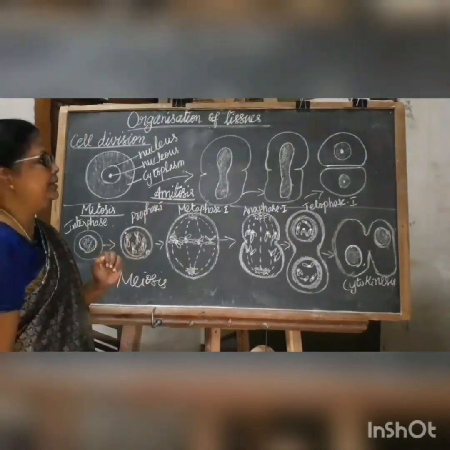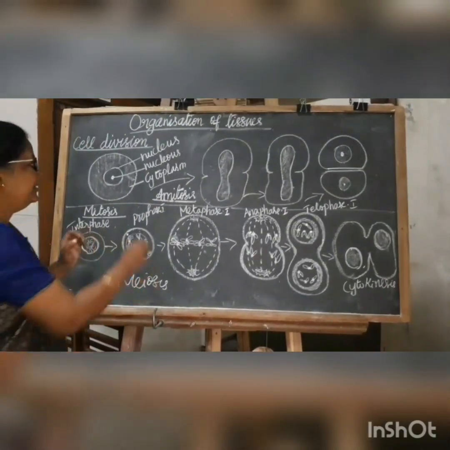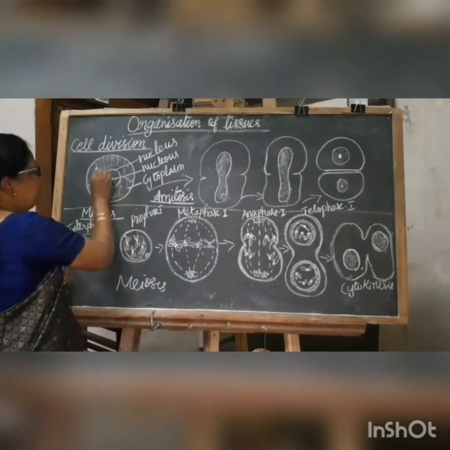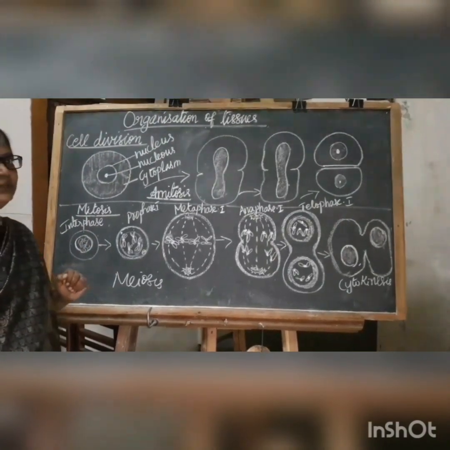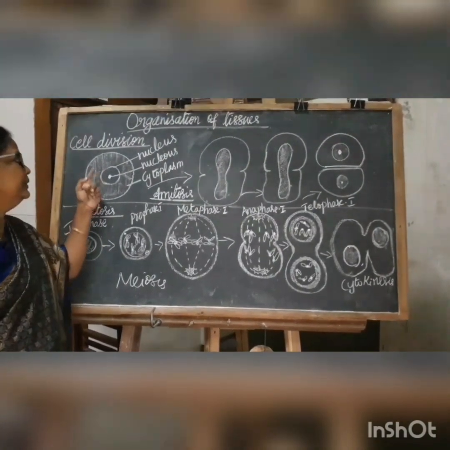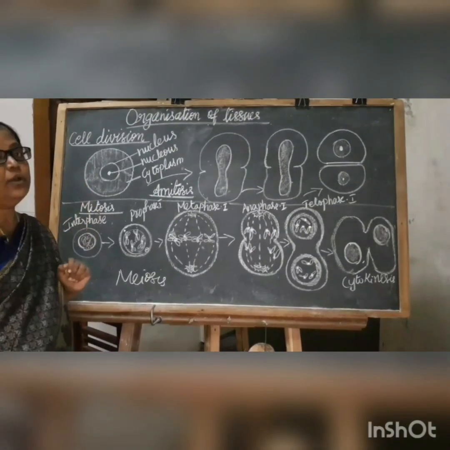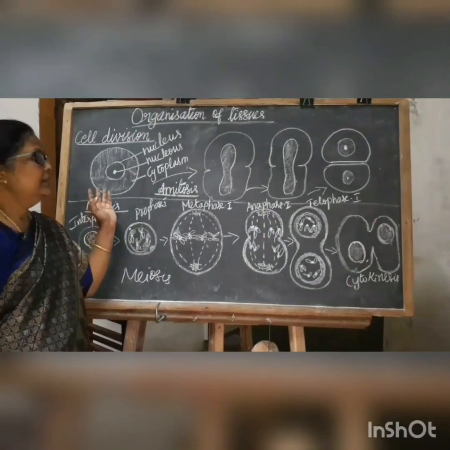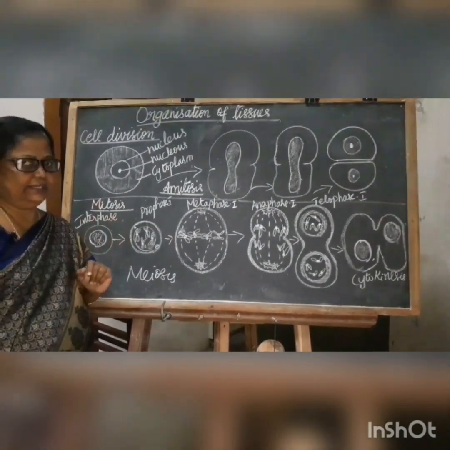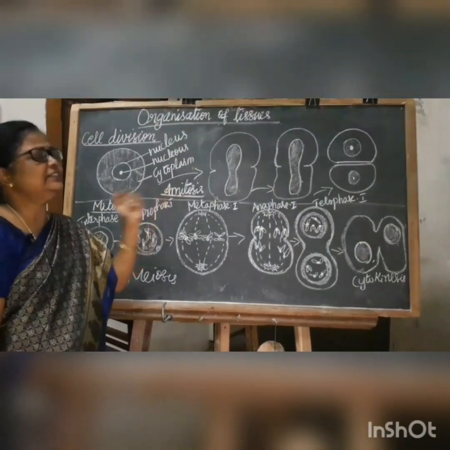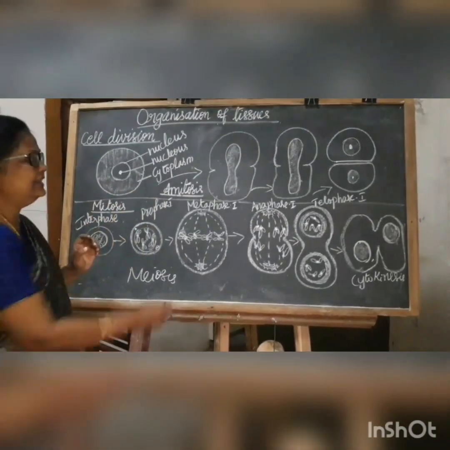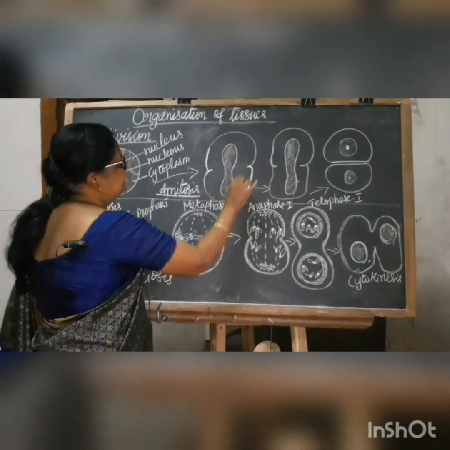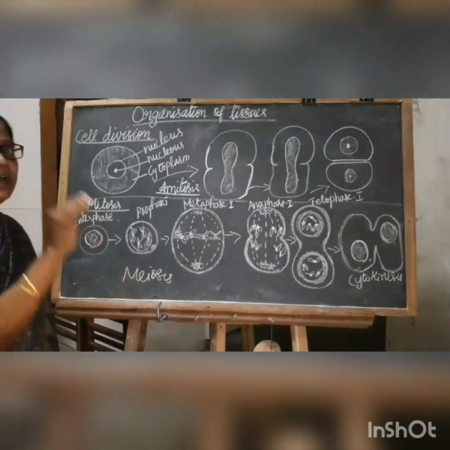Now we'll see amitosis. You can see the cell, surrounded by cytoplasm, and in the center you can see the nucleus. The nucleus is surrounded by the nucleolus. First the nucleus will elongate and a constriction appears in the middle. Okay, this is the constriction. Constriction appears in the middle.